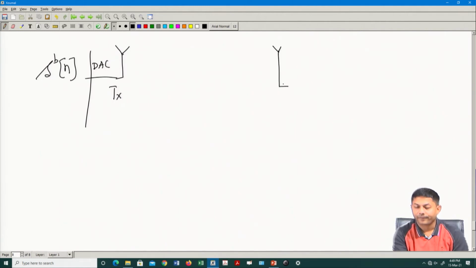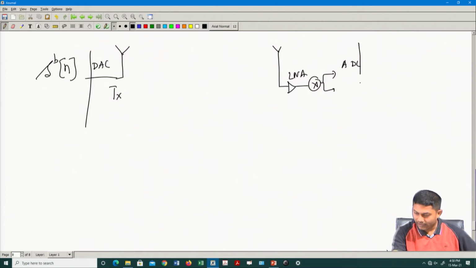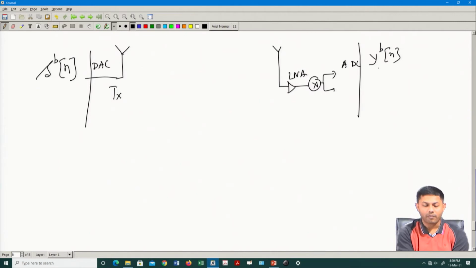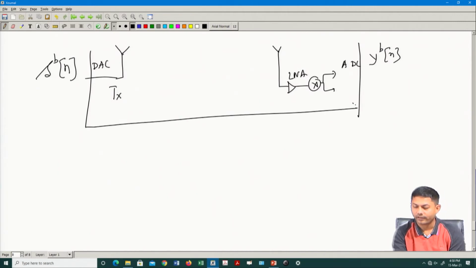And on the receiver side, I have the LNA, demodulator, a bunch of filters, and finally the ADC. So here I am standing. I have Y_B[n]. So my view of the channel is from here to here. This is my whole channel. Air is not the only part, everything else is my channel. So my view is as if I am sending S_B[n] and receiving Y_B[n]. So my channel was H(z).